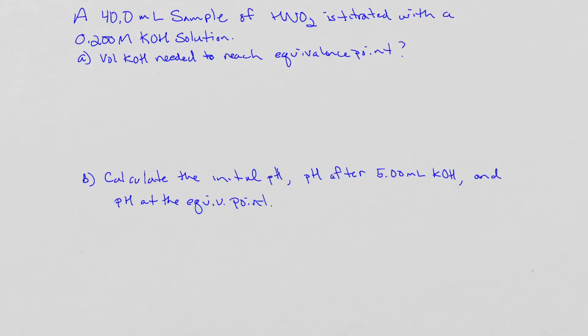Welcome, class. In this video, I want to look at a problem where we are going to calculate the pH of a weak acid strong base titration at several points along the way. So our problem is given here as a 40 milliliter sample of HNO2, a weak acid, nitrous acid, is titrated with a 0.200 molar potassium hydroxide solution, a strong base.